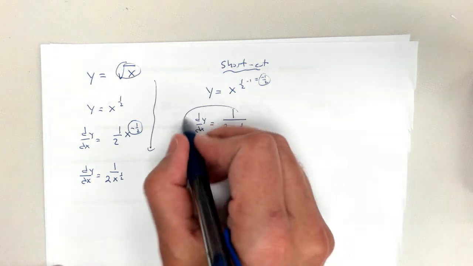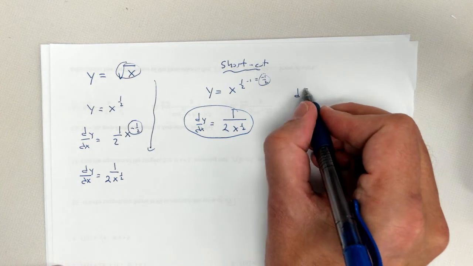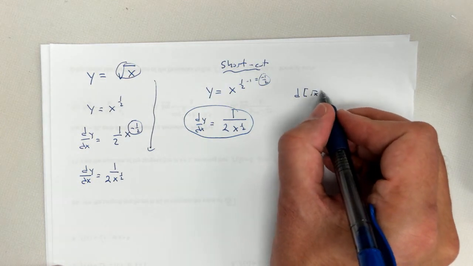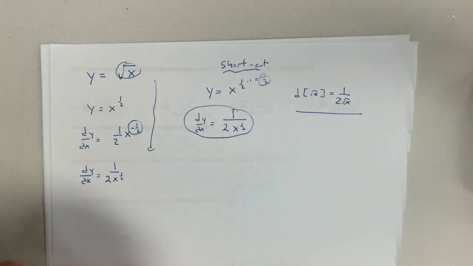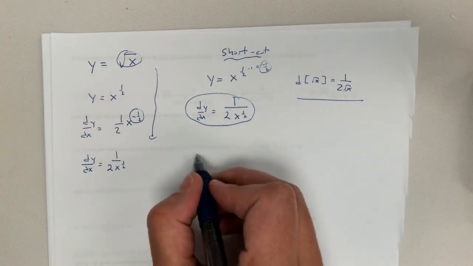So there's our answer. So therefore, we can just say that the derivative of the square root of x is just 1 over 2 root x. Just memorize that. Now, we can take a look at another example.